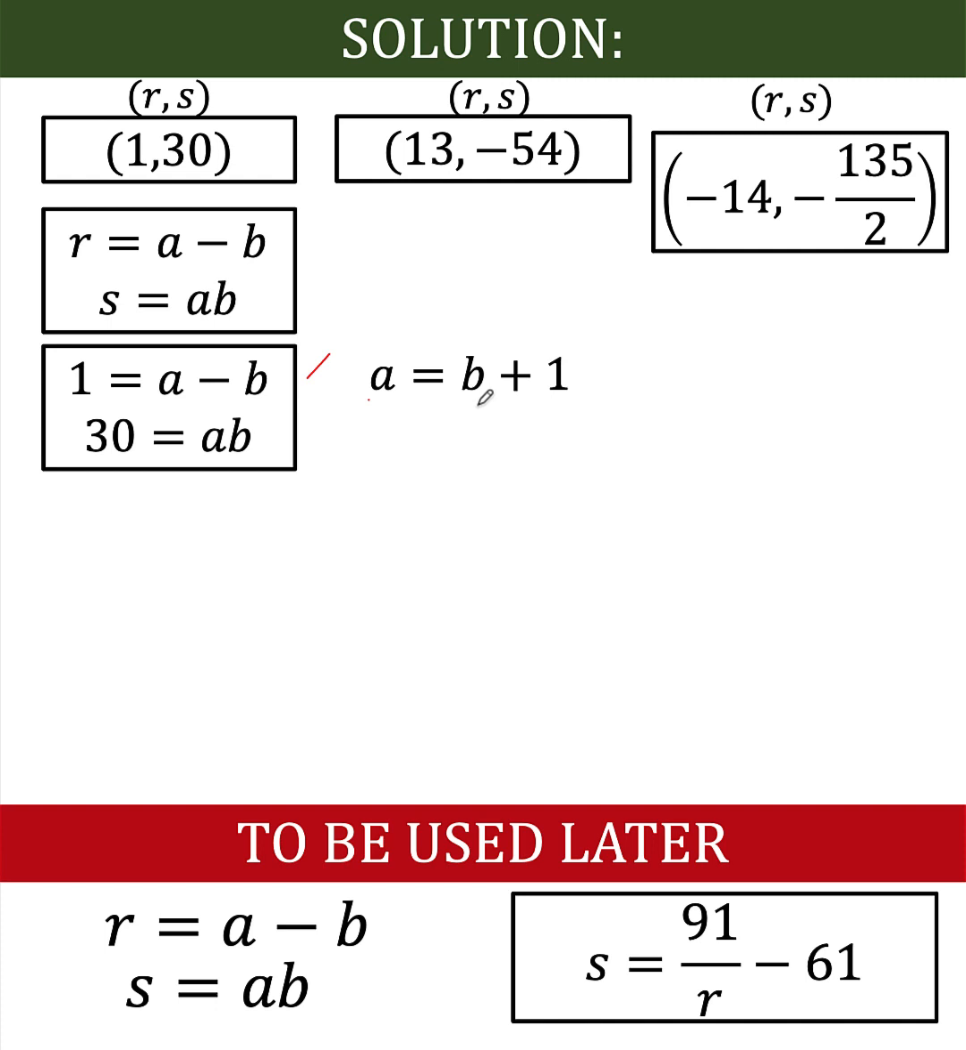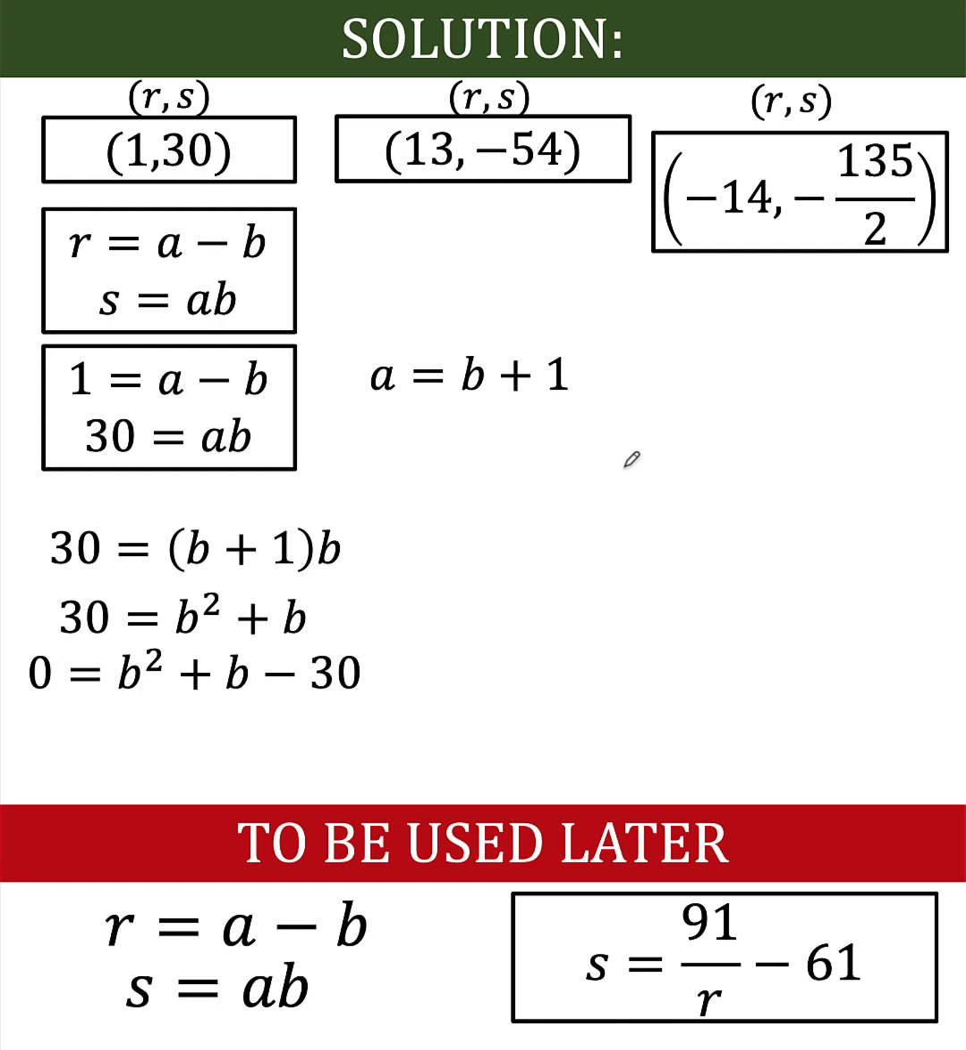And substituting this B plus 1 for A here, that becomes 30 equals, instead of A, we have B plus 1, and we copy B. Distributing the b to get a quadratic equation, b squared plus b equals 30. Write this in standard quadratic form. This is factorable as b plus 6 and b minus 5. That means b equals negative 6 and b equals 5.